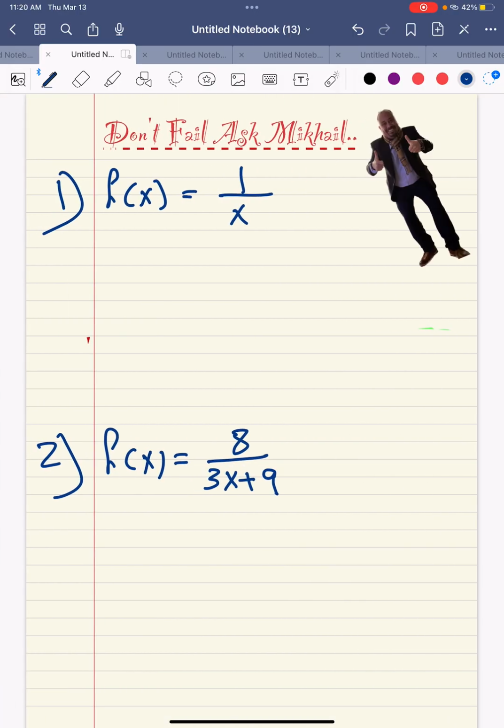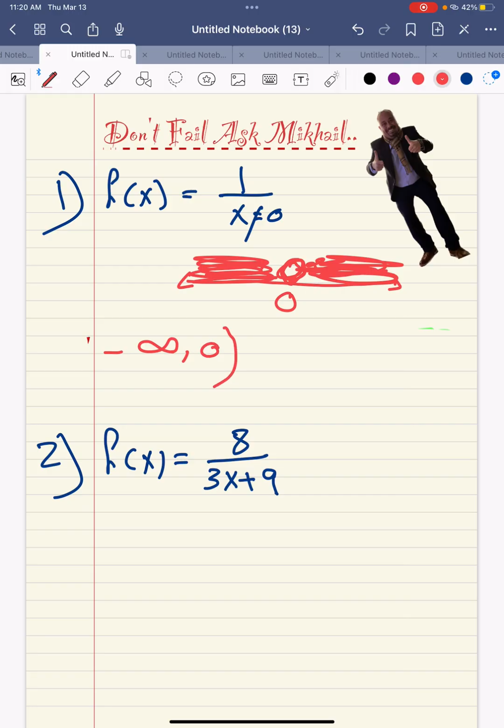1 over x. So x on the bottom cannot equal 0. No good. So if we draw a number line, here is 0. And by the way, the number line is going to help us a lot for the domain. So x can be anything left and right of 0, but cannot be equal to 0 itself. So the domain will equal from negative infinity to 0, we'll put parentheses because I'm not including the 0, union 0 to infinity. Anything but 0.